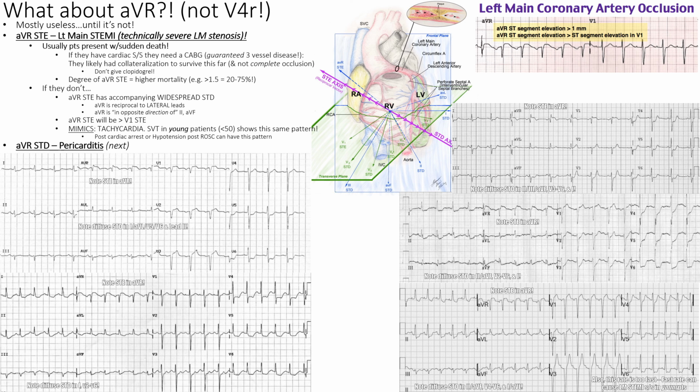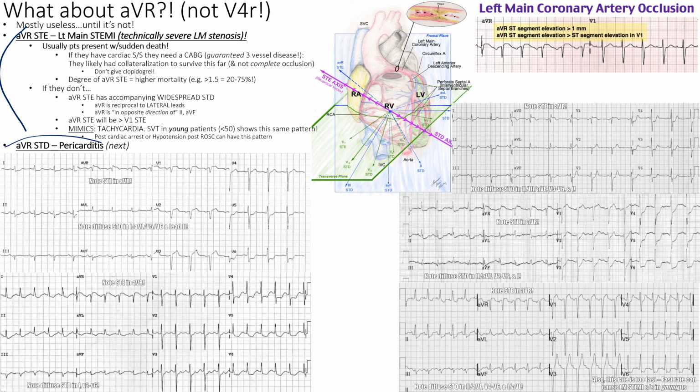All right, so again, I told you aVR is the stepchild until it's important, right? You realize that it's actually Harry Potter the whole time, right? It's the one that can give you good information in certain situations. So it's mostly useless until it's not. So when is it not? It's when it has ST elevation or ST depression. Usually aVR is not affected, but if it is affected, it might be something.